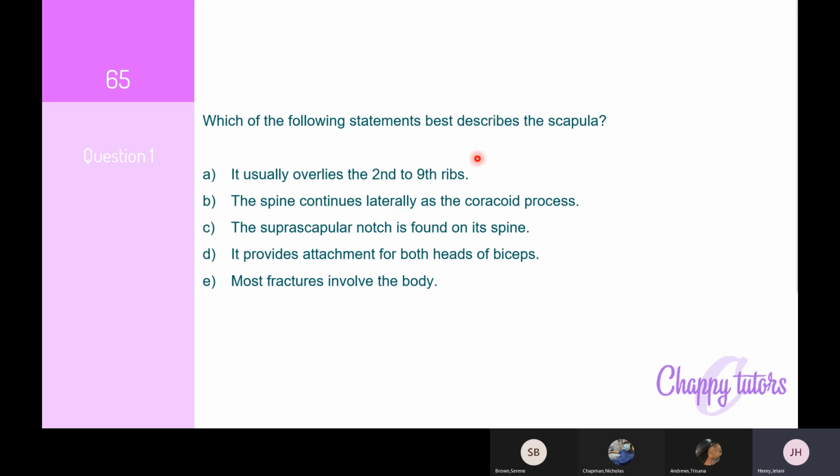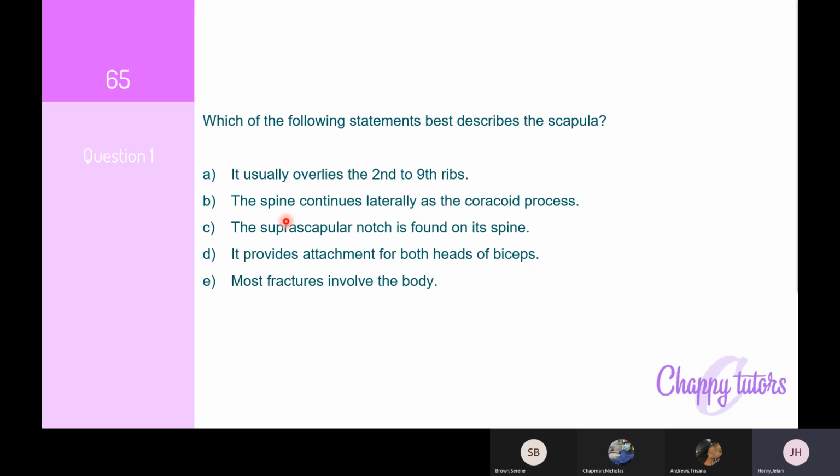It usually overlies the 2nd to 9th ribs. Remember that we said that the scapula is along the upper posterolateral part of the thorax, right? And it overlies the 2nd to 7th ribs. So A can't be correct here.